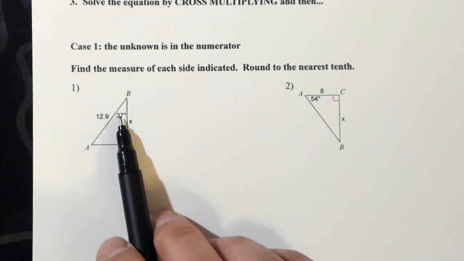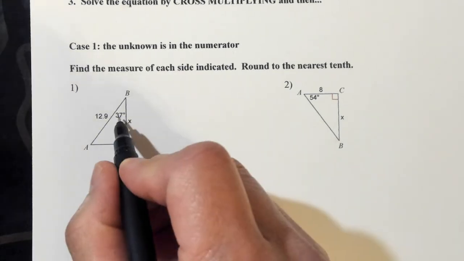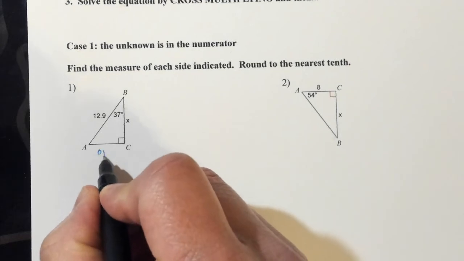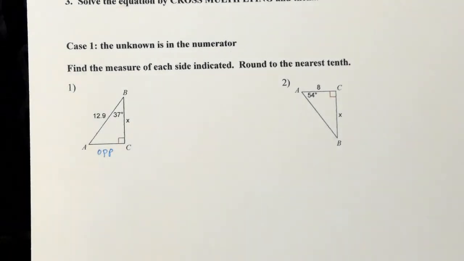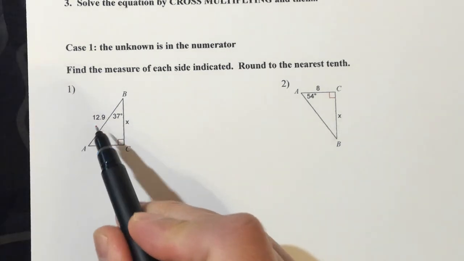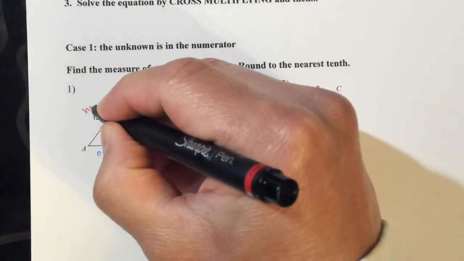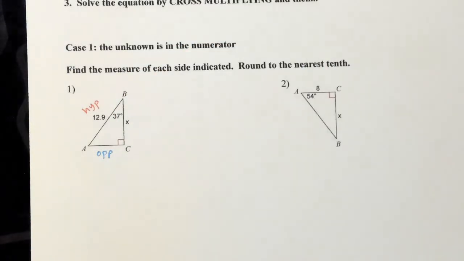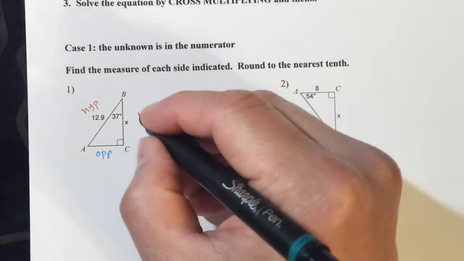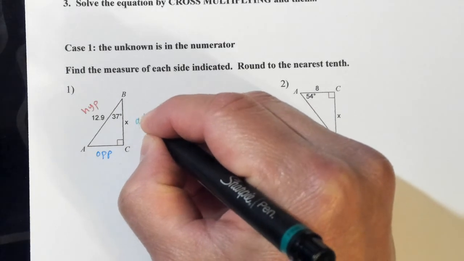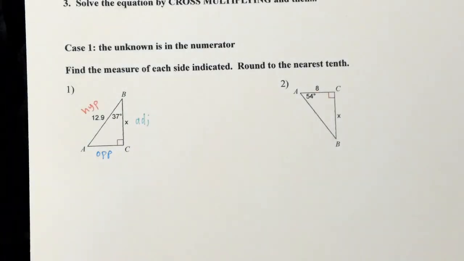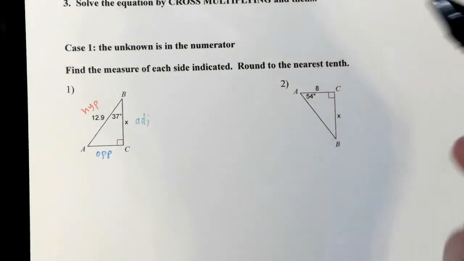Here's our given angle. The side across from it is the opposite side. The side across from the right angle is the hypotenuse. And then the other side is always the adjacent side. I always do it in that order, by the way. If you always do something the same way every time, you're less likely to mess up.